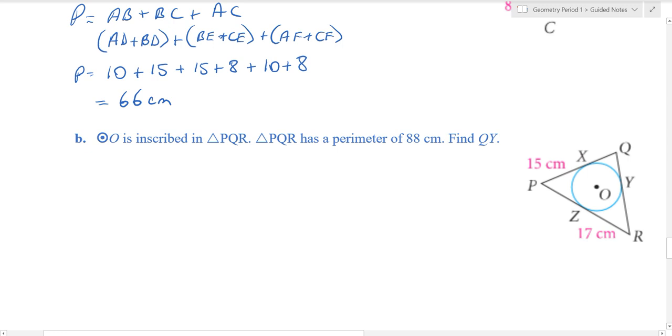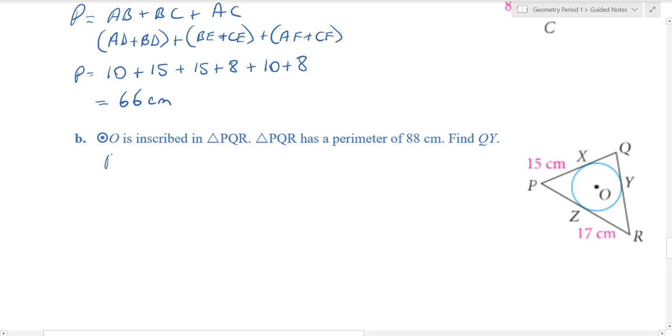All right. This particular problem is different because they already give me the perimeter, and I'm trying to find out what QY is right over here. So let's do a similar relationship to what we did earlier on the other problem, but apply it here. Again, points P, Q, R are points outside the circle, and they intersect the tangent segments or the tangent sides on the circle.